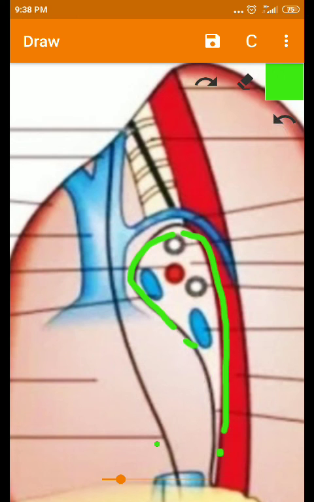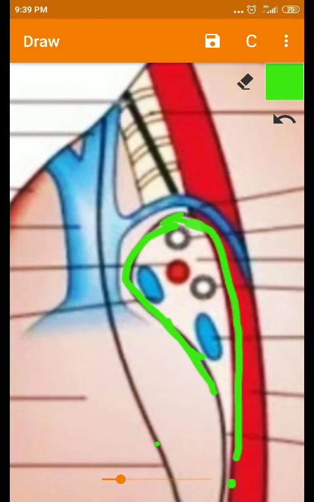And this hilum is the way from which some structures are passing out of the lung and some structures are passing to the lung. So this is the space, and it is called the root of the lung. Through this root of the lung, structures coming from outside can enter into the lung, and some structures from the lung are coming out through this root of the lung.